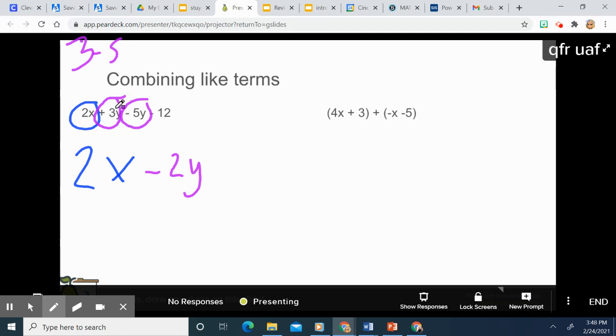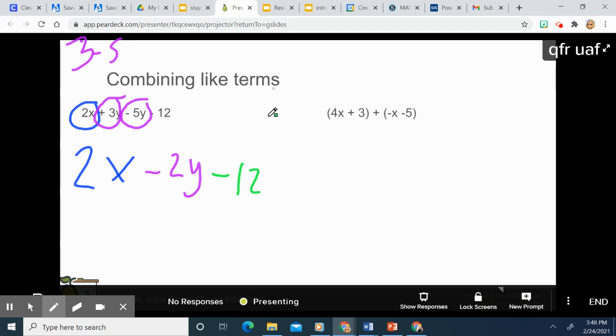And you can use different shapes to denote this. Like if you're working out with pencil and you don't have different colors, you can draw maybe a triangle around them, just like we did during class. And then I have my lonely old negative 12. There's no like terms to combine this with, so I just put minus 12. And this is it. 2x, negative 2y, and negative 12 are not like terms, so we cannot simplify any further than this. Okay, now do this second one.